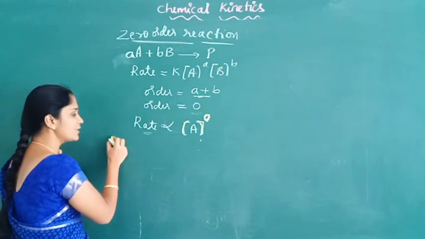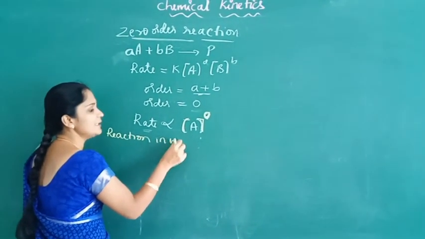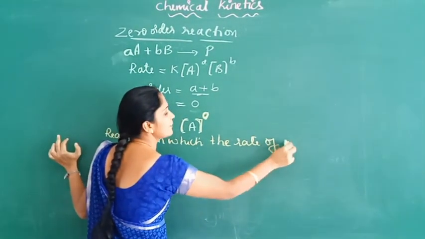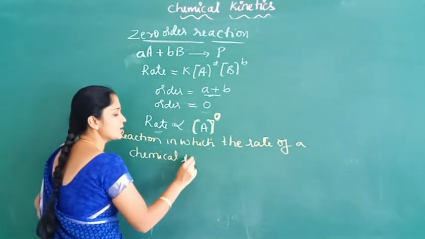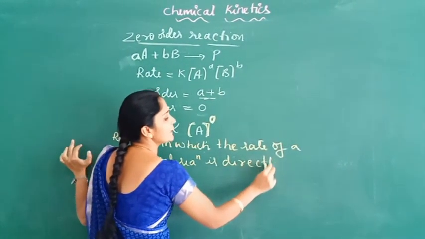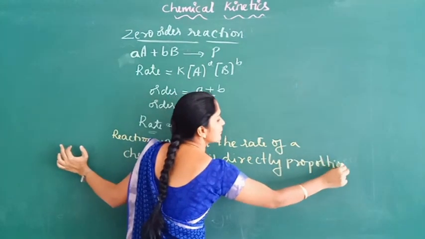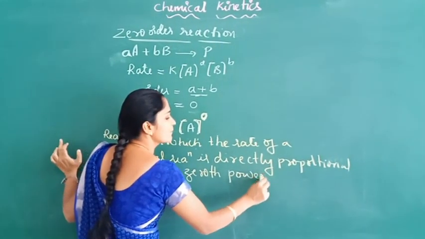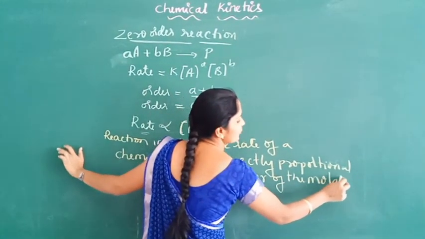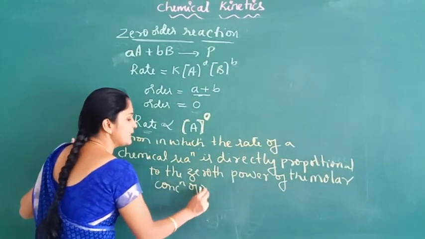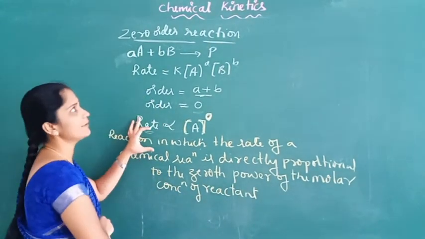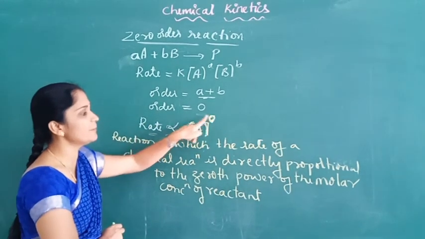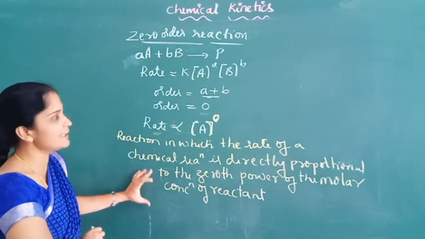So what is a zero order reaction? It is a reaction in which the rate of the reaction is directly proportional to the zeroth power of the molar concentration of the reactant in the rate law expression. This is known as a zero order reaction.